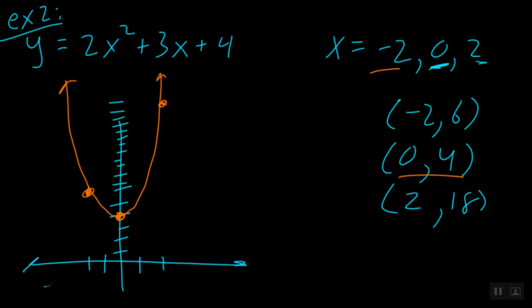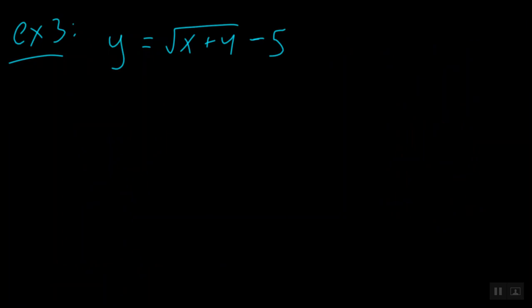All right, let's go ahead and do one more example. Okay, let's take a look at example 3. y is equal to the square root of x plus 4, minus 5. All right, well, let's really think about this. Here we see that we have this x plus 4 inside the square root. And what I would say to you is this: we always want our square roots to be perfect squares.